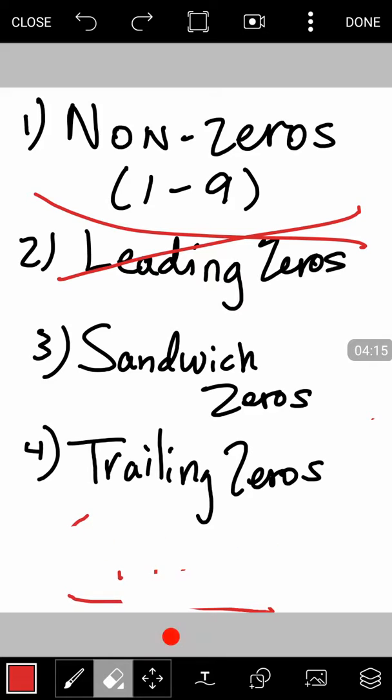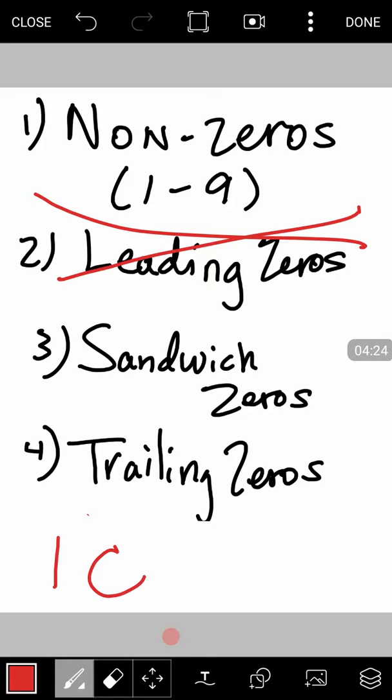Moving on to the next. What if you are what we call a sandwiched zero? A sandwiched zero would be a zero that is literally sandwiched in between two numbers. Let's say an example would be 101, like 101 Dalmatians, okay?